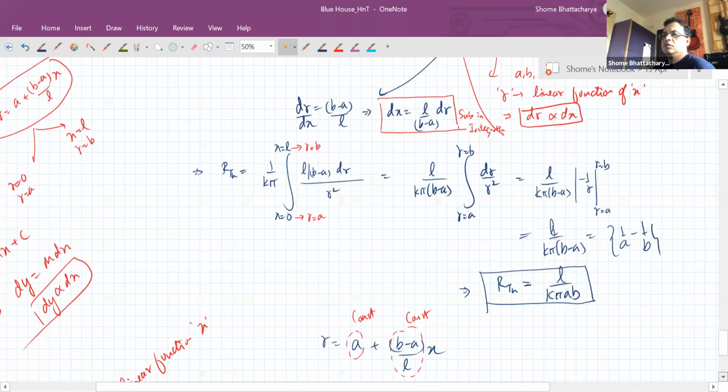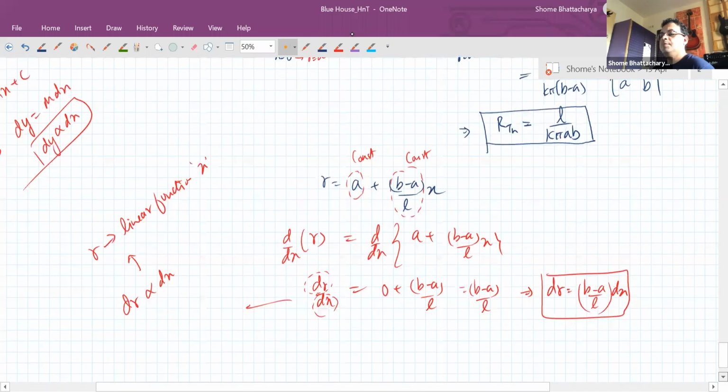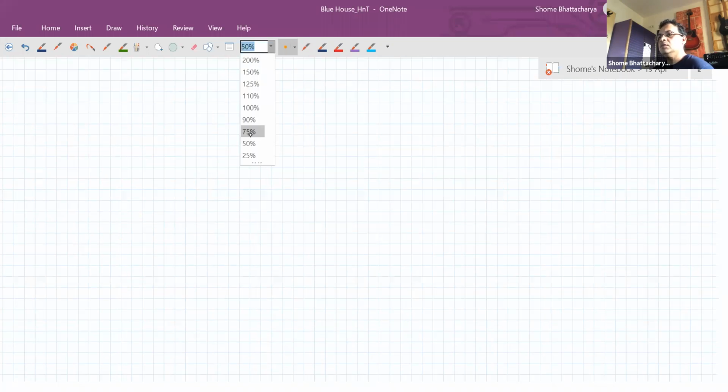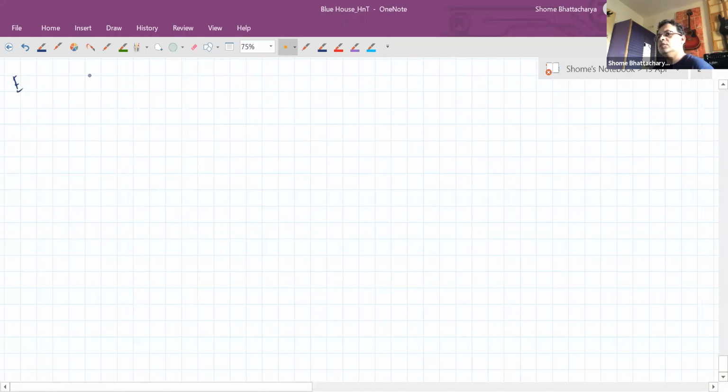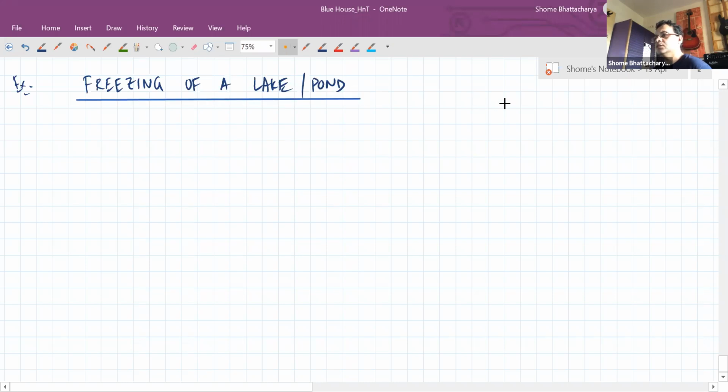Okay, now the final example we'll do today of application of integration in thermal conduction is a very classic problem, the concept of freezing of a lake or pond or whatever. There is a type of calculation we can do that estimates the amount of time taken for a lake or pond to freeze, or the thickness of the ice layer on top of the pond as it freezes through winter. So let me explain.